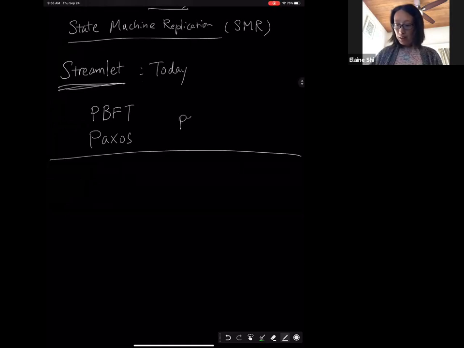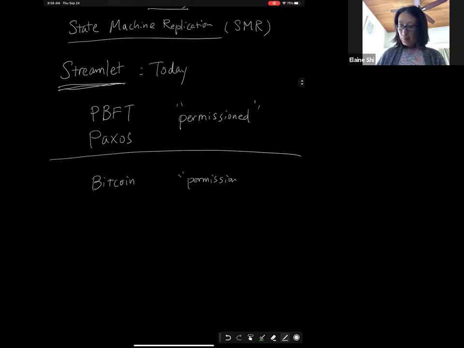And so these are what we call permissioned consensus. And then, what's great about Bitcoin is that for the first time, it showed consensus is possible in a permissionless environment, and anyone can join. And what makes it possible to reach consensus in a permissionless environment is this proof of work idea.